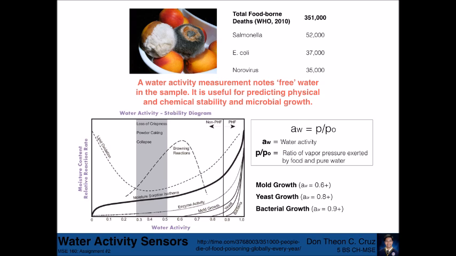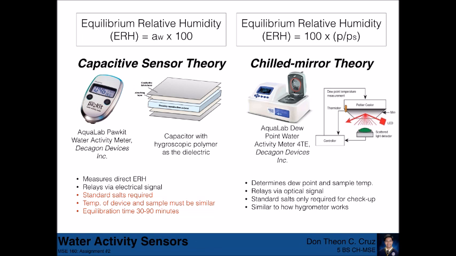To get water activity, you measure the vapor pressure exerted by the water in food over the vapor pressure exerted by pure water. But there is no such device that can measure the vapor pressure of water in the food. To determine water activity, we use water activity sensors, which indirectly compute water activity by getting the equilibrium relative humidity. There are 2 ways. First is the capacitive sensor theory.